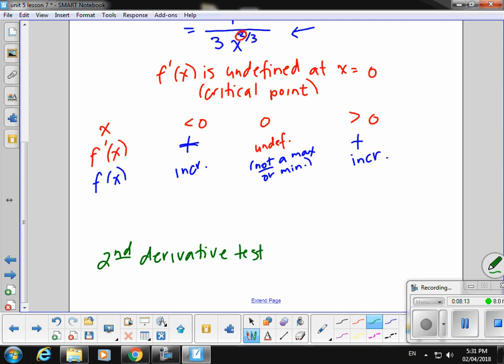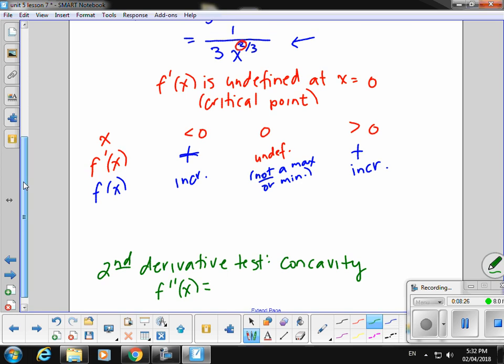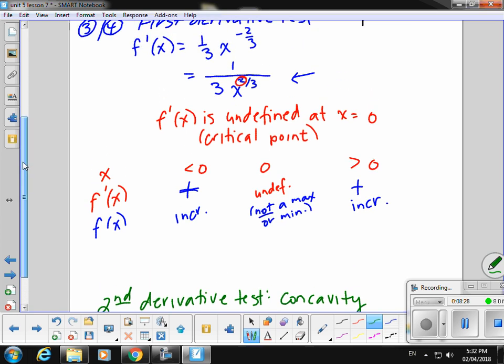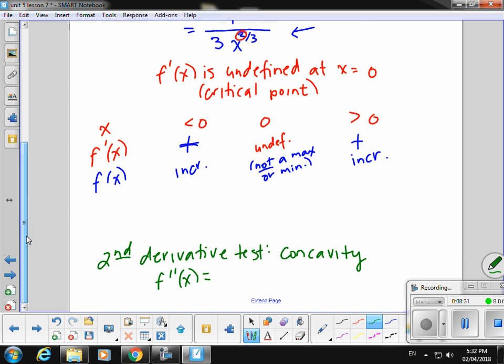And this looks at concavity. My second derivative, f double prime, is, let's write it like that, 1/3 x to the minus 2/3. Bringing down the power, negative 2/9 x to the negative 5/3. That is my second derivative.